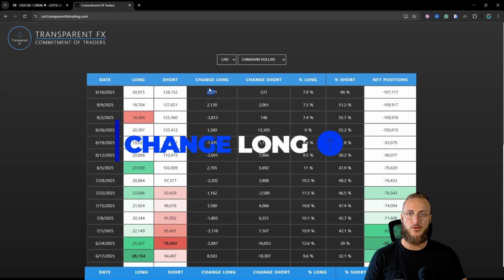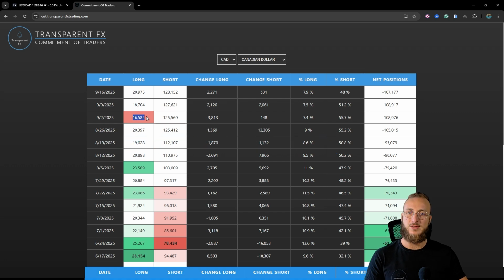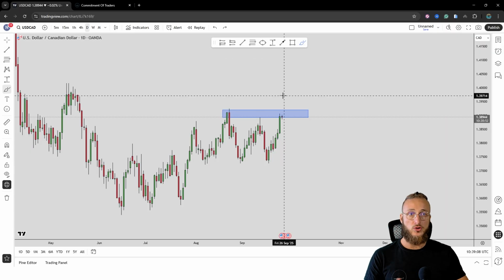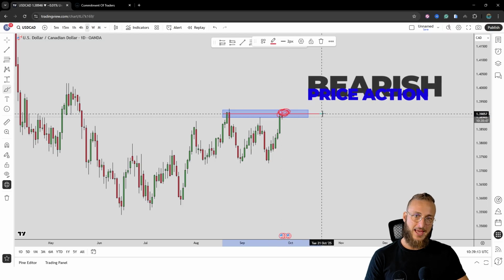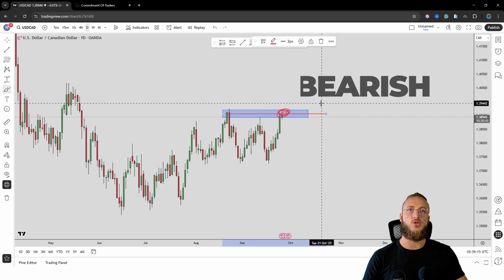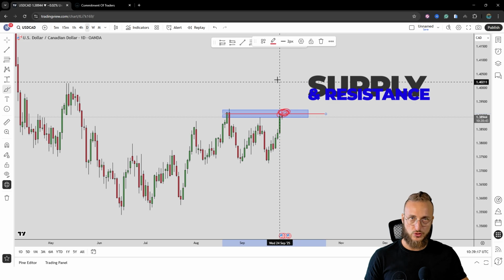They added 2,200 longs. So essentially they have increased their longs from 16K all the way up to 20.9K. 16K was one of the lowest levels that we had in the past. We're now moving back above that low level in long positions and starting to get increased once more. Now, institutions longing the CAD, so shorting USDCAD, could create some short-term selling pressure, so bearish pressure at this supply and resistance zone, in which there is good probability to see even more shorting.